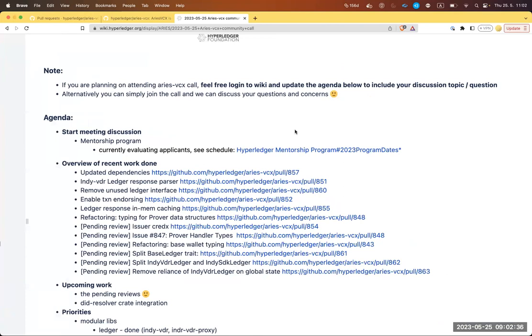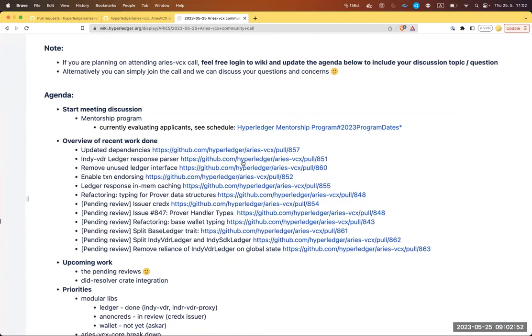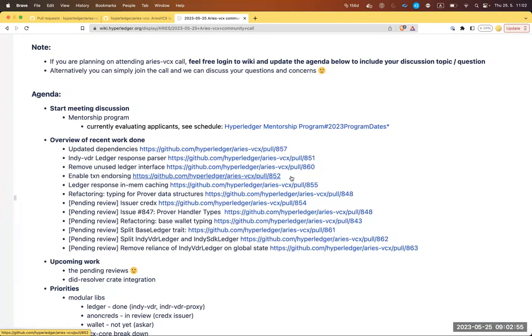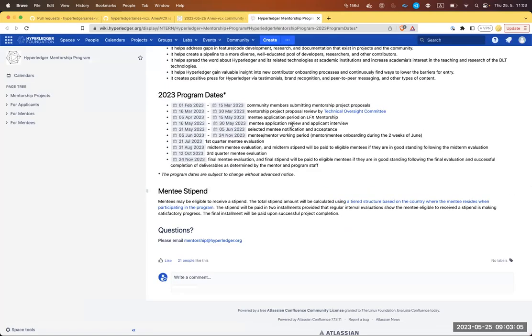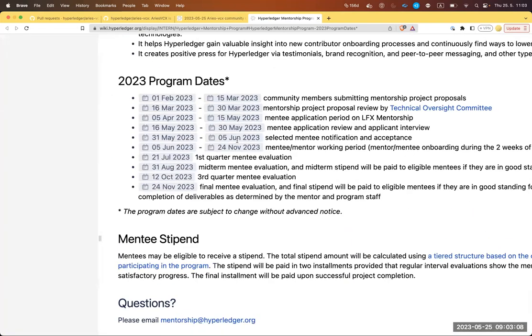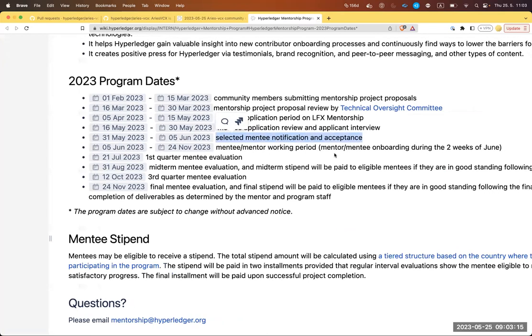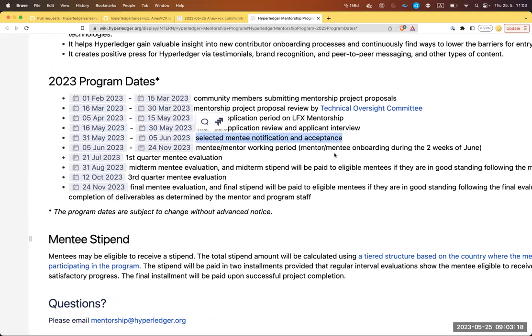So a quick update on the mentorship program for people tuning into this. The application period has concluded, and we are now selecting the mentees. We still have time till the end of this month. I think the deadline is still 30th, and then for the next couple of days after that, from 31st May to 5th June, there's a notification period and acceptance from the side of the mentees. So that's what's ahead of us.